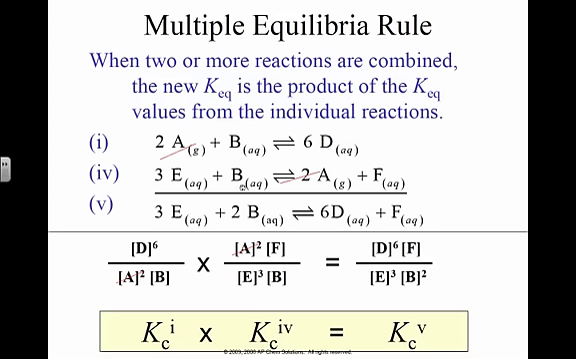Notice that these two reactions add up to this reaction. Okay? Just because these reactions add up doesn't mean that you add your K values. K1 times K2 equals K3. So the K of this reaction times the K value of this reaction will equal the K of this reaction, because these reactions add up to this reaction.